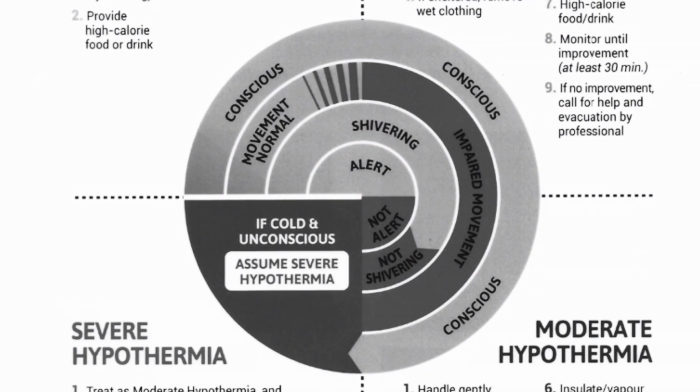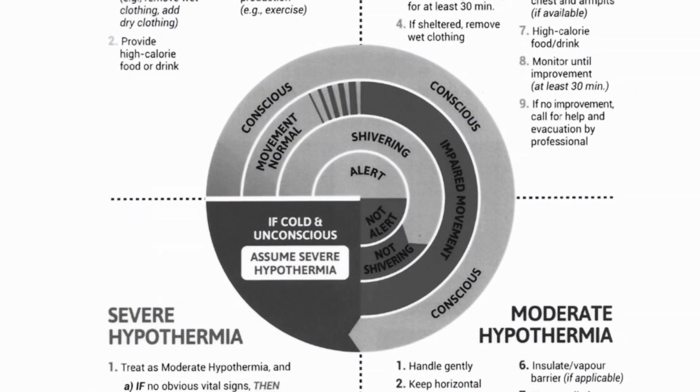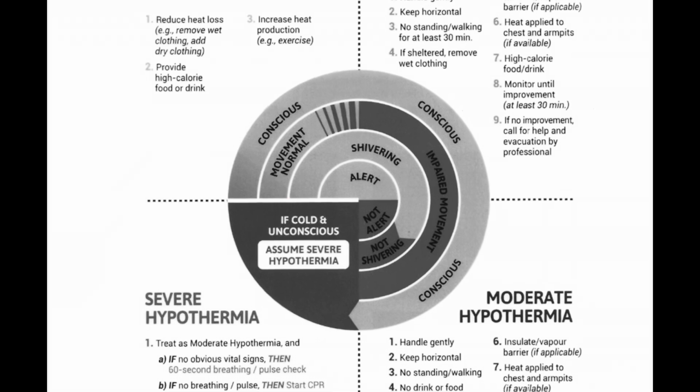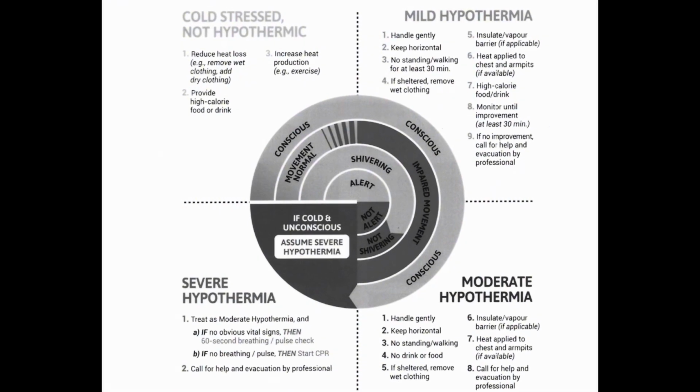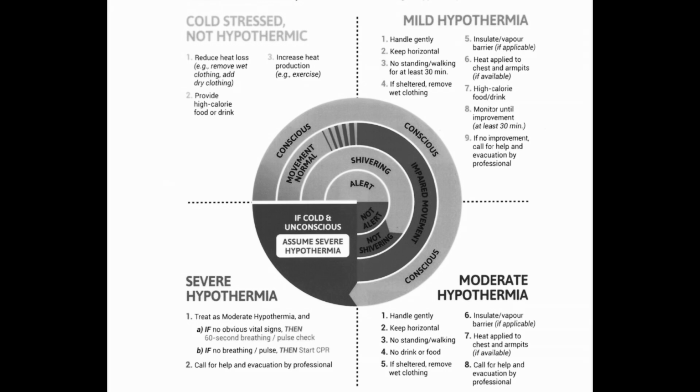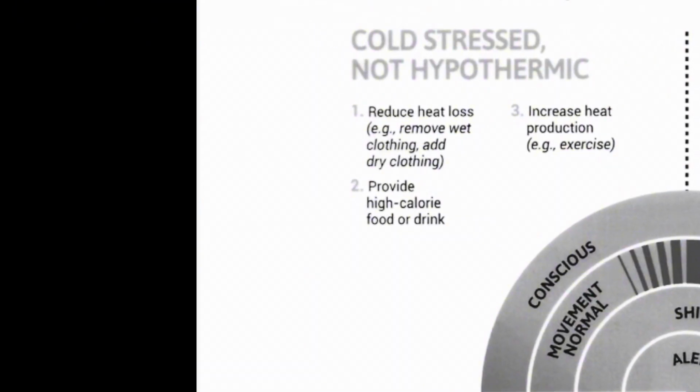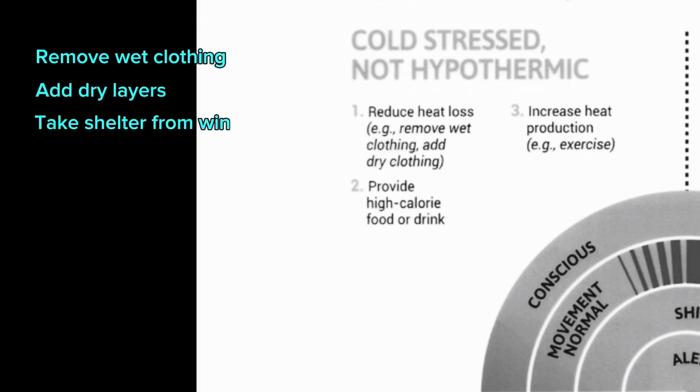Okay, so now we know how to assess the patients, and we start from the least severe case and go forward to the most severe. So let's say the casualty is conscious, they can move properly, they're shivering, and they are alert. In this case, we just have a cold distressed person and they are not hypothermic. What we should do is just reduce the heat loss, like by removing their wet clothing, adding some layers, and seeking shelter, hiding from the wind, and things like that.